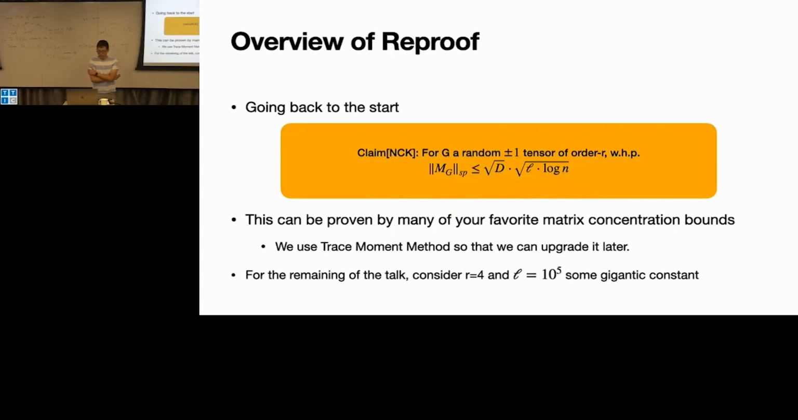So we are going back to the start, and for simplicity, let's just look at a Rademacher random tensor for now, and hope to recover the bound we get from NCK. This can be proven by many of your favorite matrix concentration bounds, but we are going to do so by the trace method, so that we can upgrade it and tighten it later on. For the remainder of the talk, let's consider r equals 4, a first order tensor, and then L to be some gigantic constant. Not that you're going to actually run this algorithm in real life.